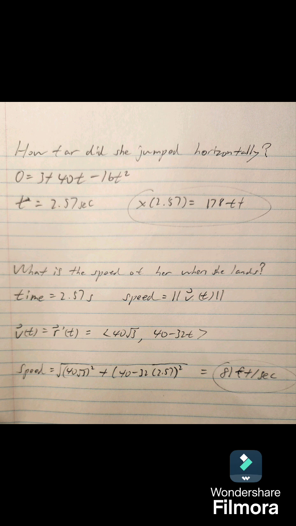For the next question, what is her speed when she lands? We already know that time equals 2.57 seconds, and speed equals the magnitude of the velocity vector. We also know that the velocity vector equals r prime of t, and that is equal to 40 square root 3 and 40 minus 32t. Altogether, we know that speed equals the square root of the quantity 40 square root 3 squared plus 40 minus 32 times 2.57 squared. And that altogether equals 81 feet per second. And that is Audrey's landing speed.